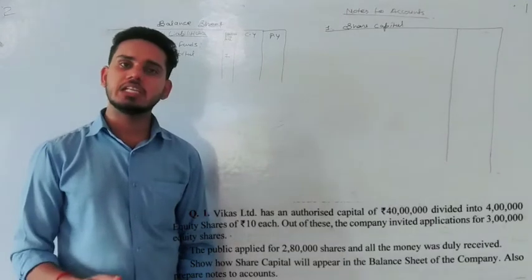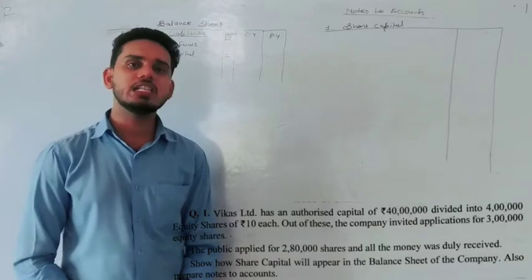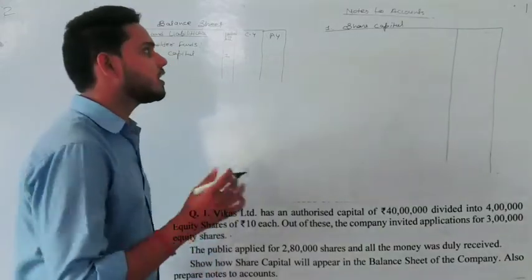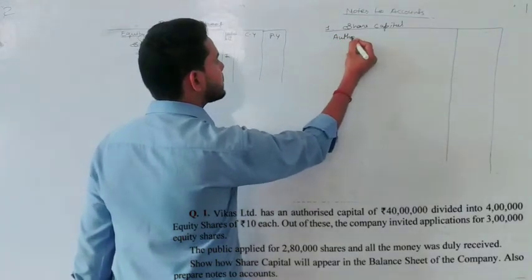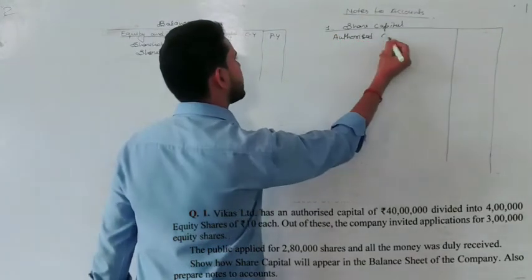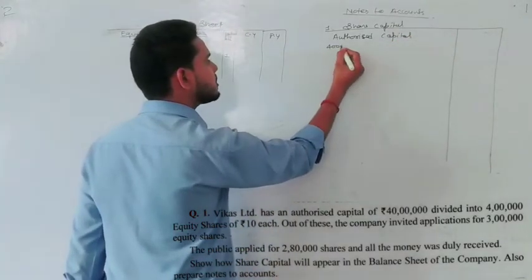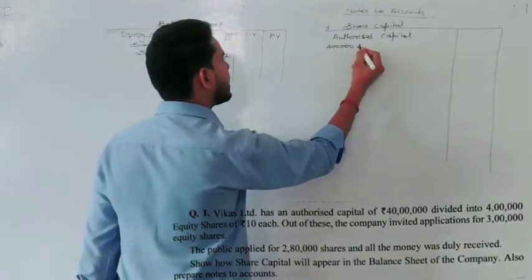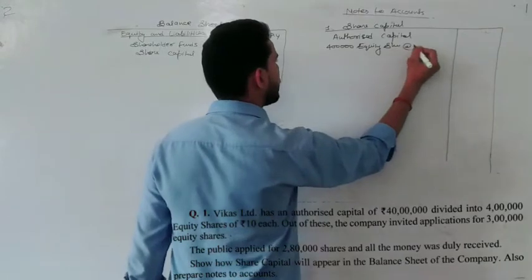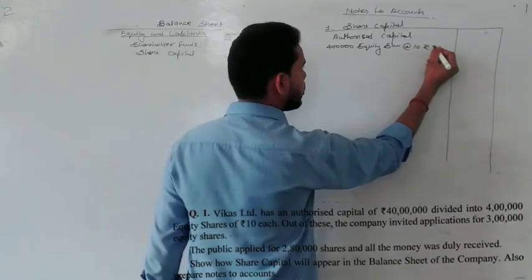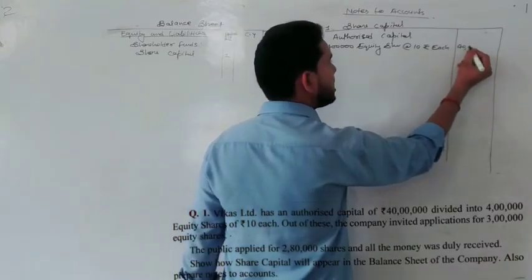share of rupees 10 each. So what it is saying is that there is a company Vikas Limited which is having an authorized capital of 40 lakh. So firstly what we will do in the note is we will write the heading authorized capital, and here we will write the number of shares which is authorized. So 4 lakh equity shares, right? And the price of share is 10 rupees, at the rate of 10 rupees each. So the value will be 40 lakh.